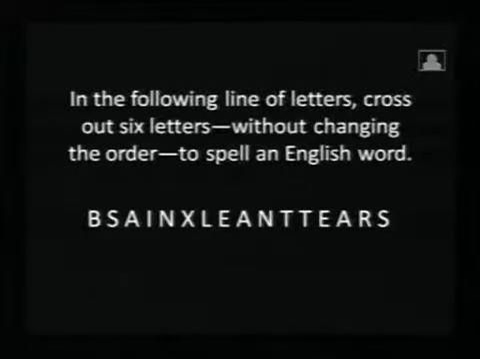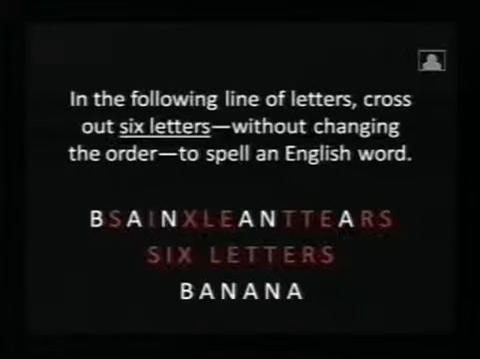I'd like you to look at the following line of letters and cross out six letters without changing the order to spell an English word. As you can see, the six letters were literal instructions about six letters to cross out. And the English word is banana. I hope the banana clearly introduces our topic today, which will be about food. Also, I think this activity with a literal interpretation of directions helps introduce our topic of different meanings and different cultures.